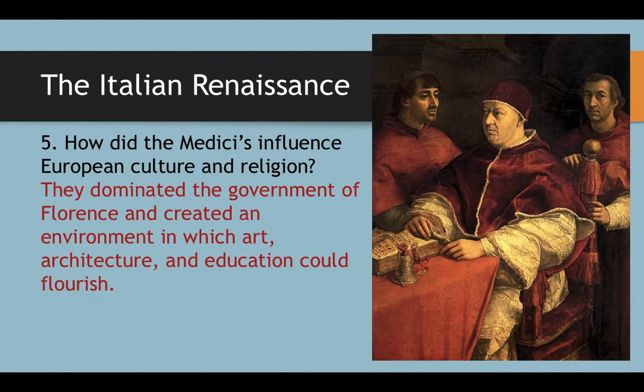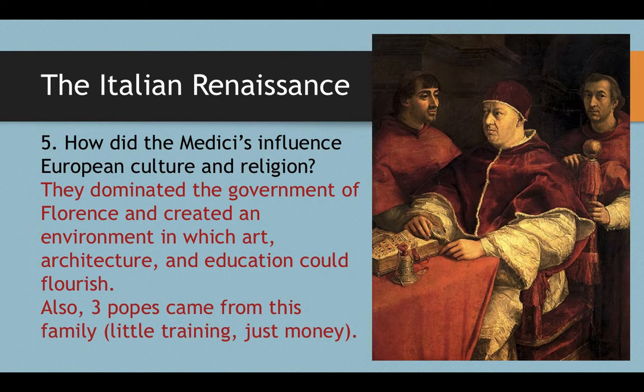As I said, they created an environment in which art, architecture, and education could really flourish, could really thrive because of the culture that they created. And on the religious aspect, you have three popes who came from this family of Medicis. Three different popes, leaders of the Roman Catholic Church. They didn't have hardly any training. They just had a lot of money, so they pretty much bought that position. And remember, the Pope was pretty much the most powerful person in the world.